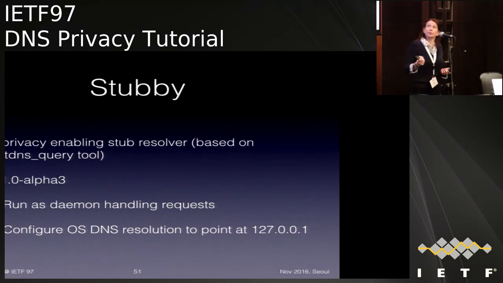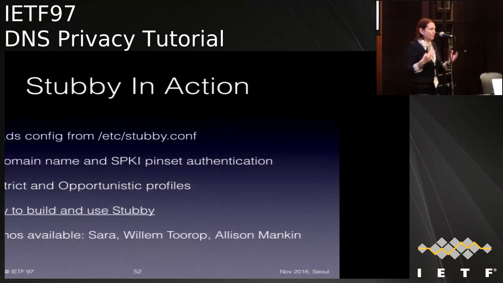You can configure it via a configuration file. In that file, you can set up all the name servers that you need. You can specify the authentication information you might want to use. You can specify which of those two profiles you want to use, strict or opportunistic. This is all configurable. There's a web page on how to build Stubby, configure it, and use it. And if anybody's interested in actually getting hands-on with this, then come and find me or Willem Toorop or Allison Mankin, who are busy hacking at the moment in the hackathon. But any of us would be happy to give you a tour of this.